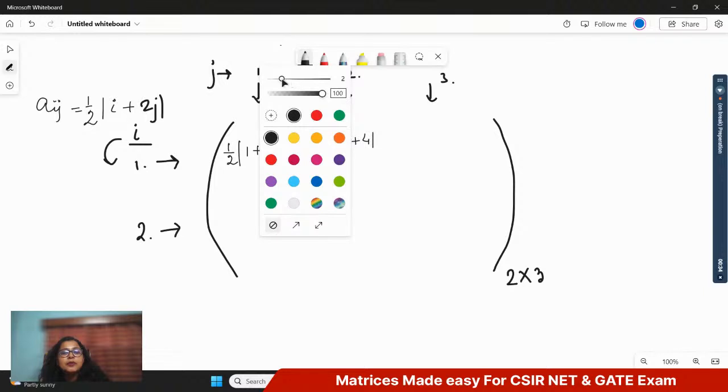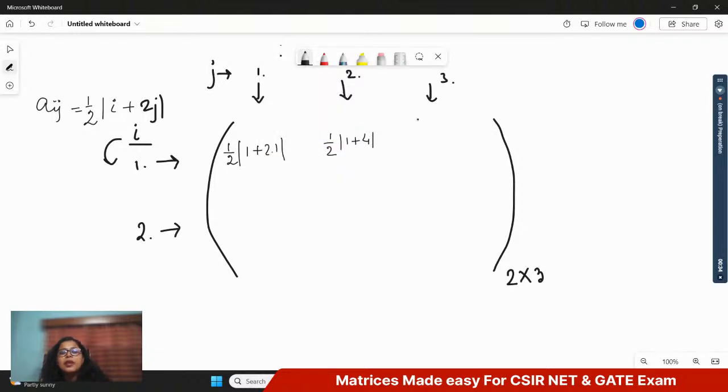Here the element will be in the first row and third column. So i is 1, j is 3. So it is half of i plus 2 multiplied with 3. Similarly, we can find out this also, that will be 2 plus 2, and this will be half of i plus 2j. So this will be half of i plus 2j.